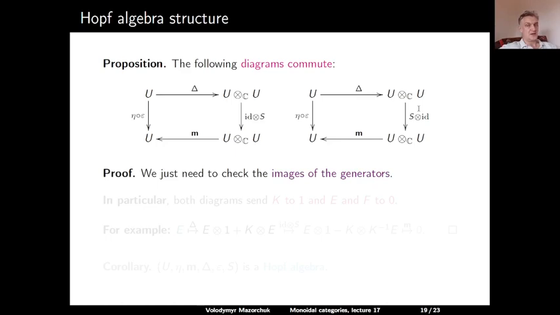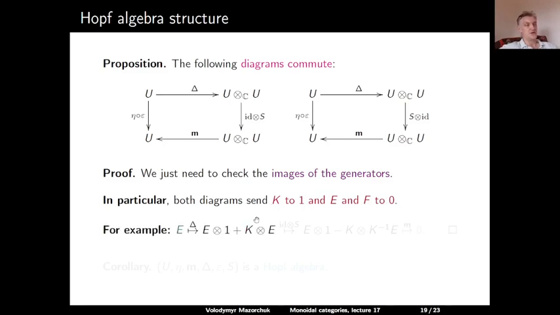Again, we only need to check the whole thing on the images of the generators. It is easy to see that both diagrams send K to 1 and E and F to 0. So here is an example for E. E we comultiply to E tensor 1 plus K tensor E. Now we use the antipode on the second component. So here 1 doesn't change, E tensor 1, but E goes to minus K inverse E. And now when we multiply, the first gives E, and K and K inverse cancel each other, and then minus E, we get 0.